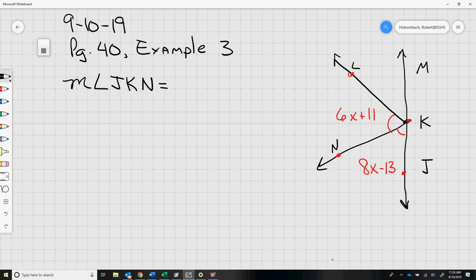So this is all the given information. So this is how you set this problem up. And the last thing you do is you highlight what they're asking you for. They're asking you for JKN. JKN is right here, from J to K to N. That angle, represented by this expression. So in order to find that angle measure, don't you need the value of x? And don't these arc marks mean that the two angles are equal to each other?